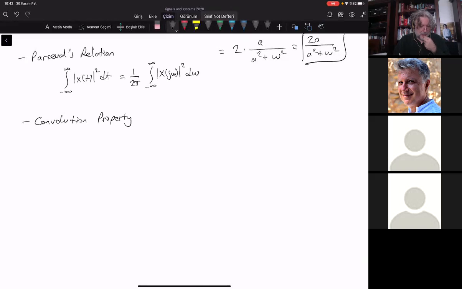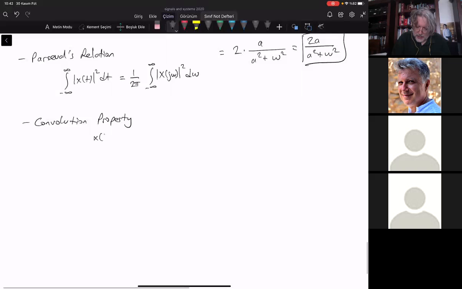I will first write the property. If you have x of t, and you're convolving it with h of t, suppose that x of t is the input to a linear and time invariant system, and h of t is the impulse response of the system. So how do you determine the output? The output is y of t equals x of t convolved with h of t. Or it may be just any convolution that I request as an exam question. I want you to convolve these two signals.